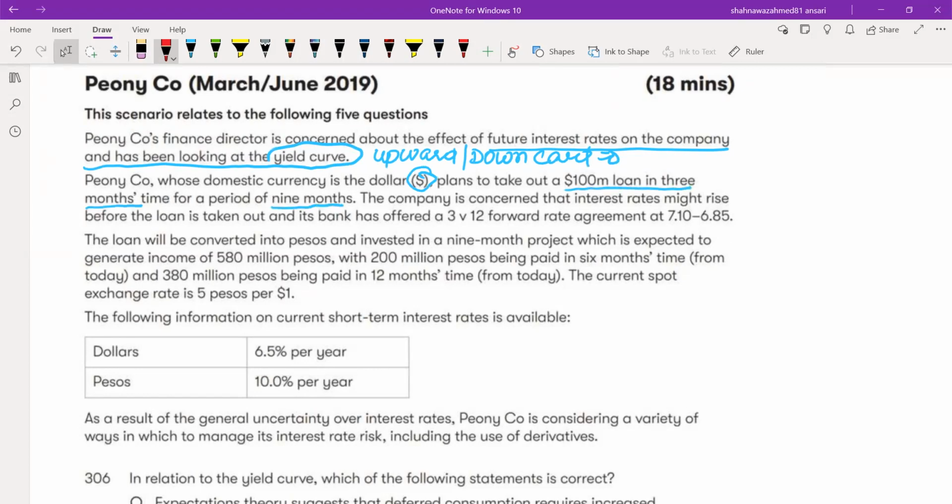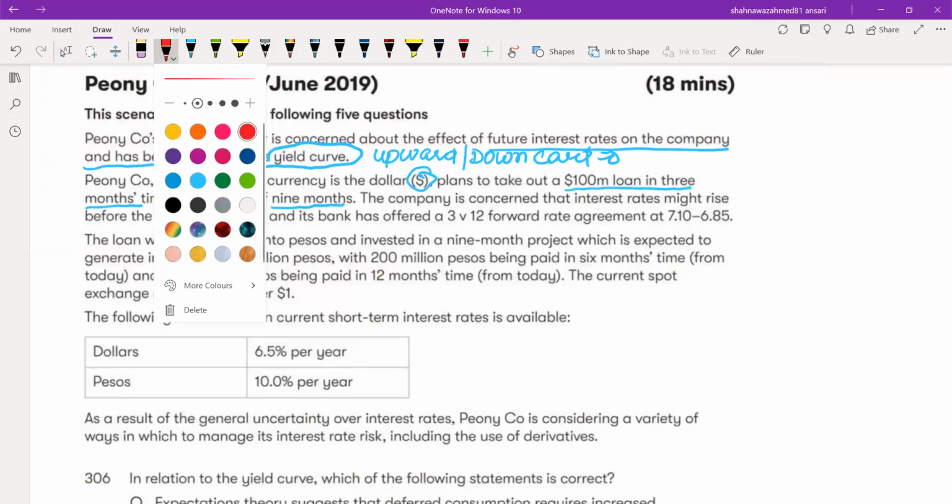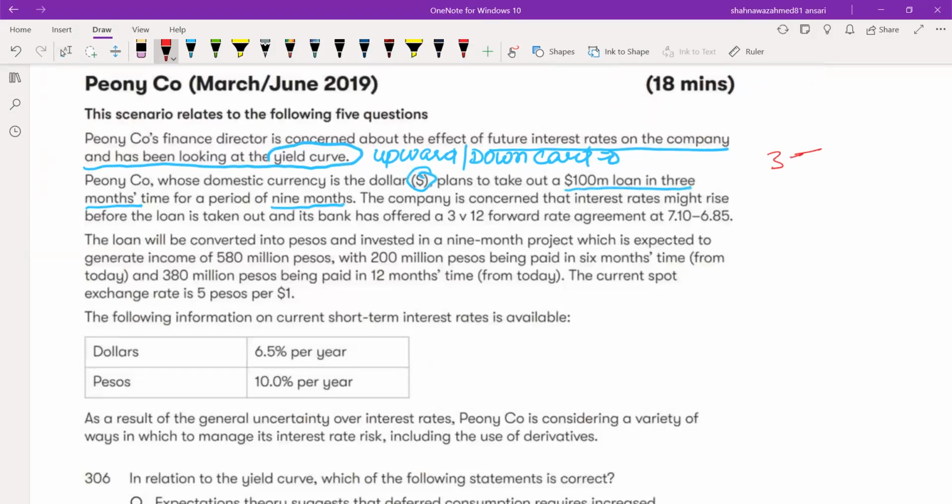The company, whose domestic currency is dollar, plans to take out a 100 million loan in 3 months' time for a period of 9 months. That means the FRA would be 3-12. The company is concerned that interest rates might rise before the loan is taken out, and its bank has offered a 3-12 forward rate agreement at 7.1, 6.8. So 7.1 is basically the fixed borrowing rate.